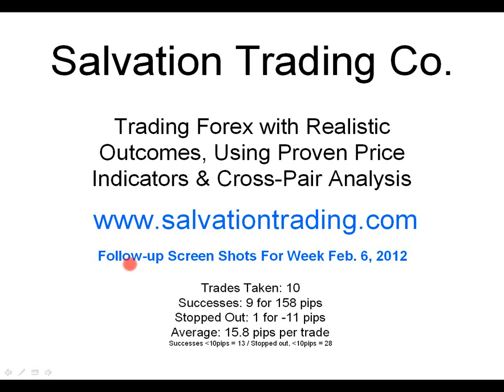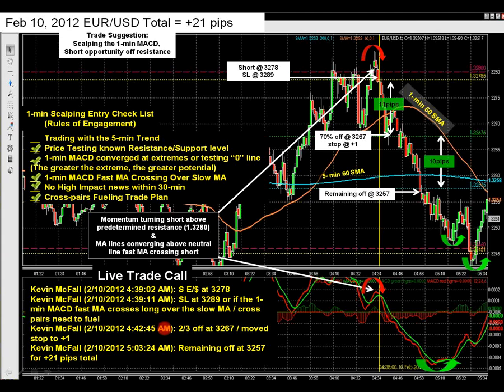Now, what I'm going to be going through are the screenshots that we took for February 6th and highlight one of those screenshots. But thus far, for this last week of February 6th, we took only 10 trades. And out of those 10 trades, 9 of them were successful for 158 pips, and we got stopped out on one of the trades for minus 11 pips. Gives us an average of 15.8 pips per trade.